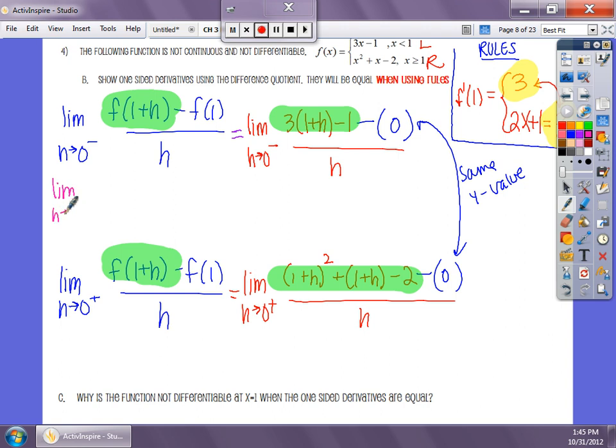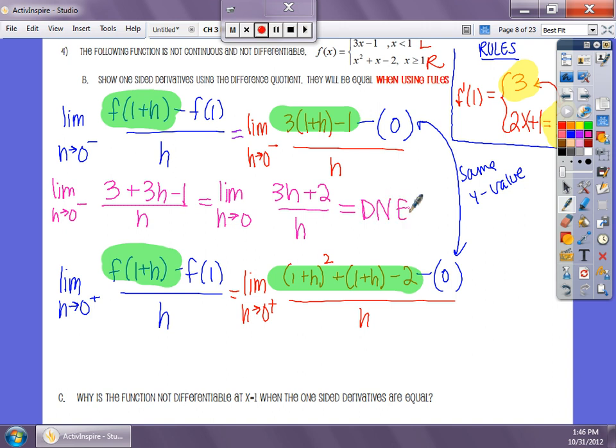I'm coming down here with my pen in pink. The limit as h goes to 0 from the left-hand side would be 3 times 1 is 3, 3 times h is 3h, minus 1, all over h. And you get the limit as h goes to 0 of 3h plus 2 over h. But if you remember in class, we said there's no mistake. I know I did everything right. The h's will not cancel, so the derivative can't exist as h goes to 0 because it would give me an undefined on the bottom. So there's our left side derivative.